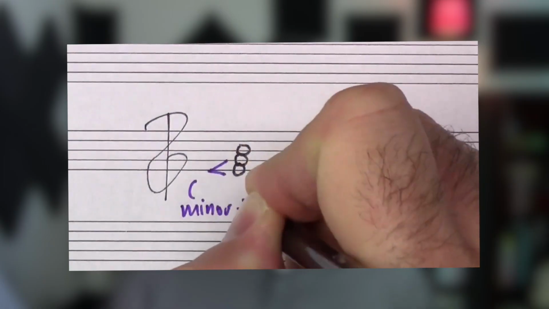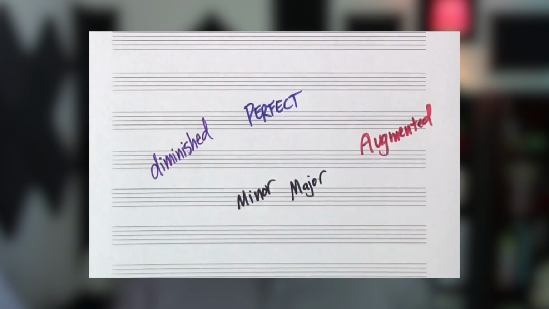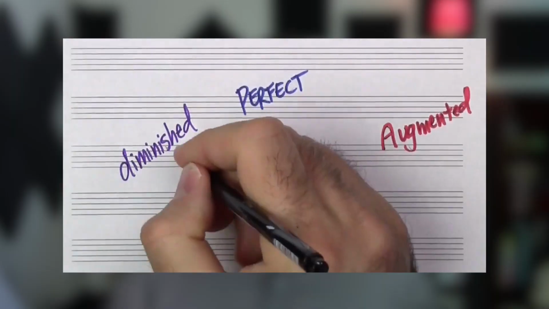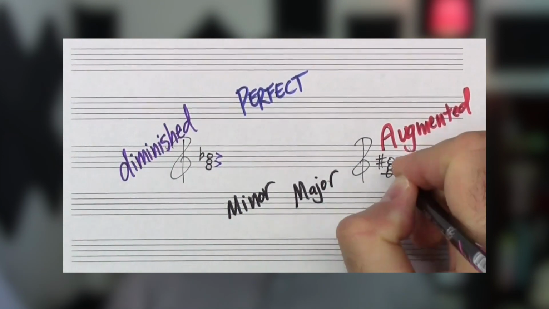A minor third beneath a major third gives you a minor triad. You might be able to guess what configuration gives you a diminished triad or an augmented triad. Remember the interval quality chart from my video? Diminished means smaller and augmented means larger. If we stack 2 minor thirds, we get a diminished triad. 2 major thirds, an augmented triad.